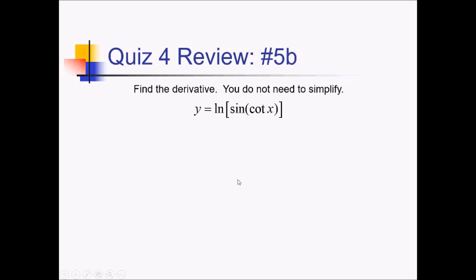For this problem, we're going to use the chain rule to take the derivative. So derivative of ln of something is 1 over the something, so 1 over sine of cotangent of x. Next, we multiply by the derivative of sine. So sine of something becomes cosine of something, cosine of cotangent of x. Finally, multiply by the derivative of cotangent, which is negative cosecant squared of x.